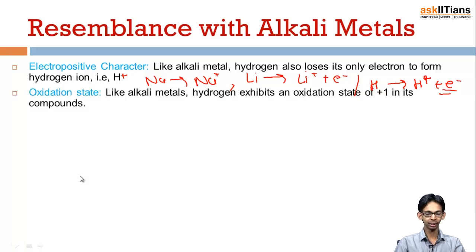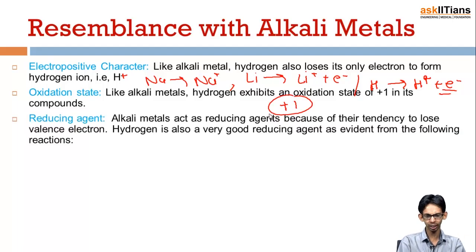Next is oxidation state. Like alkali metals, hydrogen also shows +1 oxidation state. We have just seen that, just like alkali metals, it also loses 1 electron to form +1 oxidation state.